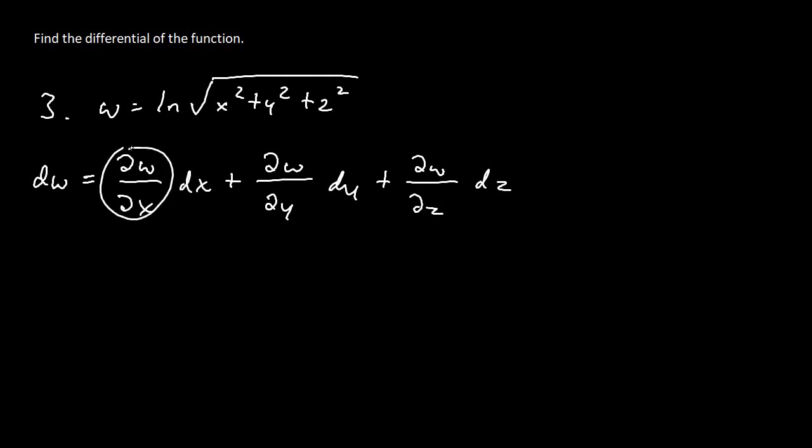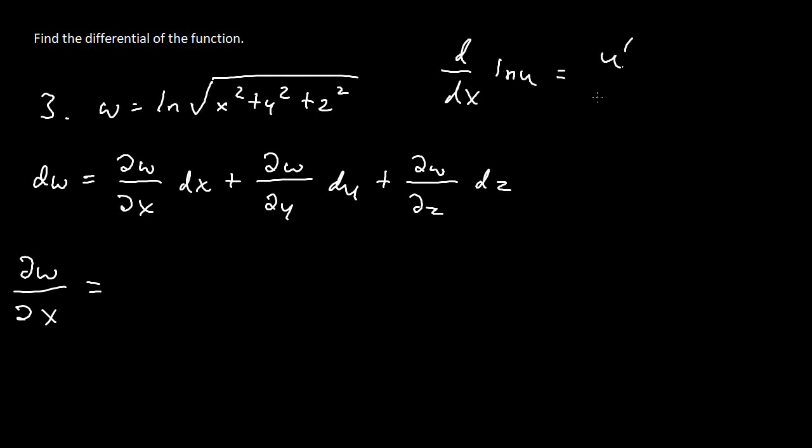So let's go ahead and first find the partial derivative of w with respect to x. Once again, the derivative of the natural log of some function u is going to be u prime over u. So we're going to take the derivative of this entire inside function. Notice that it includes the square root as well. I can rewrite the square root of x squared plus y squared plus z squared as x squared plus y squared plus z squared to the 1/2 power. So the natural log of this entire thing.